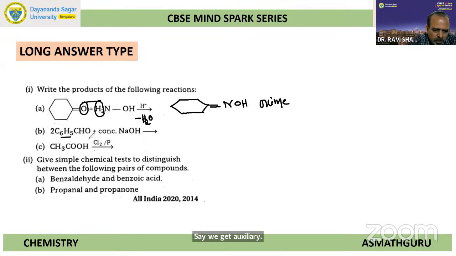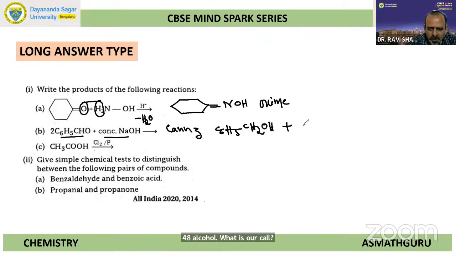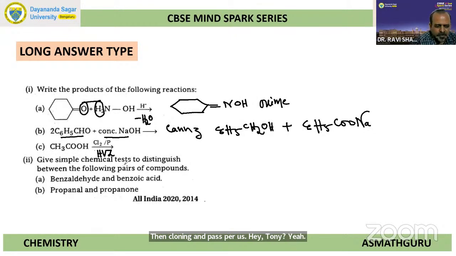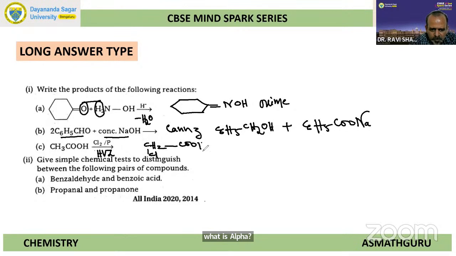Then benzaldehyde with concentrated NaOH. What is this reaction? Cannizzaro reaction. So what do you get? Alcohol, C6H5CH2OH, plus a salt. What salt? C6H5COONa, since you have taken NaOH. Then chlorine and phosphorus, I told you, the HVZ reaction. The alpha hydrogen is replaced, so one chlorine will come at the alpha position.